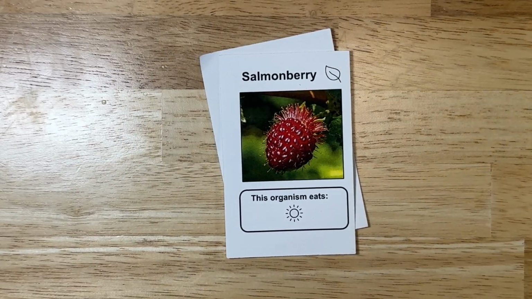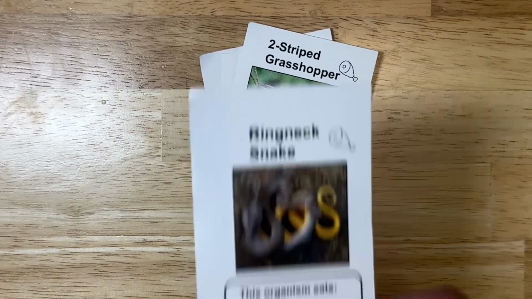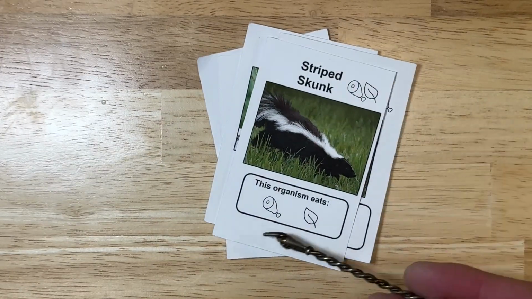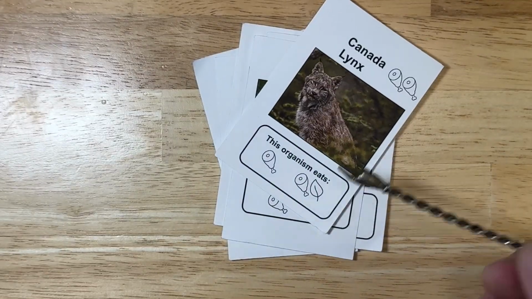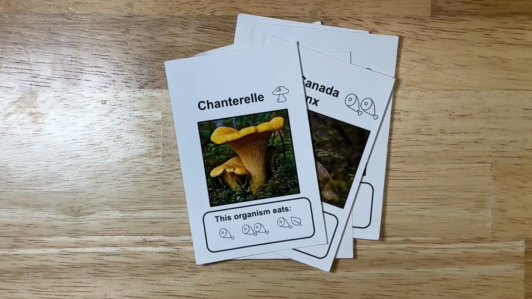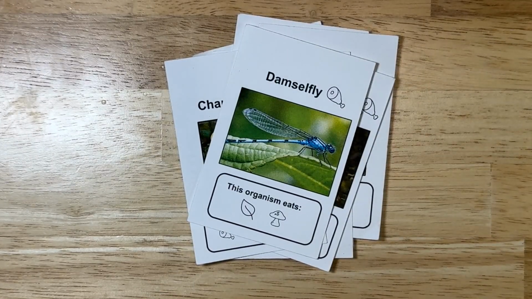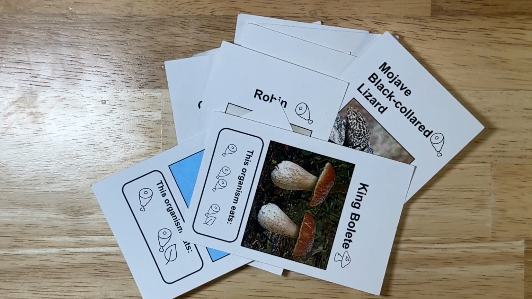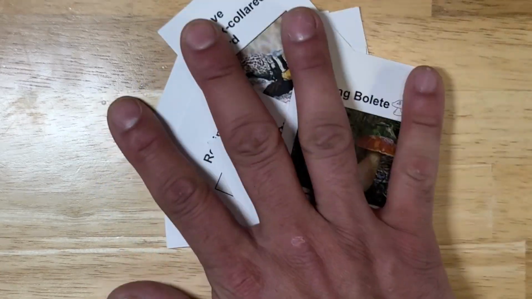Our salmonberry, in turn, is eaten by a grasshopper, which is eaten by the snake, which is eaten by the skunk, which is eaten by the lynx, which will eventually die and be consumed by a decomposer like the chanterelle mushroom. A decomposer will reset the food cycle. The ultimate goal is to have all the cards in the center to help illustrate how a food web functions.